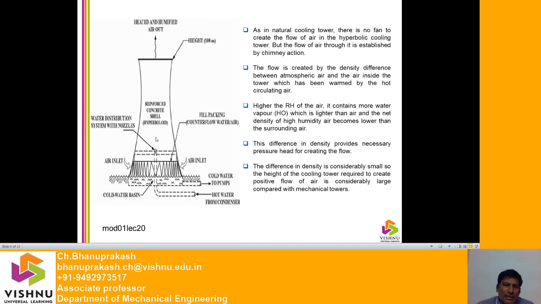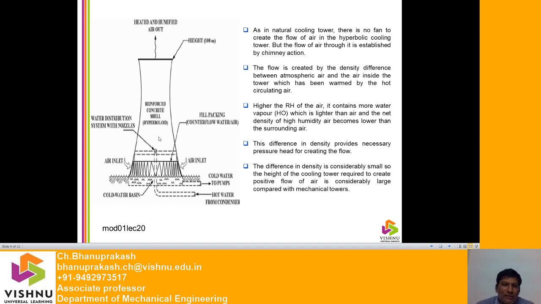See, the higher the RH, that is relative humidity, in the air, the more water vapor it contains, which is lighter than the air. The net density of high humidity air becomes lower than the surrounding air. This difference in density provides the necessary pressure head for creating the particular flow. Then only the hot air will get into the atmosphere.